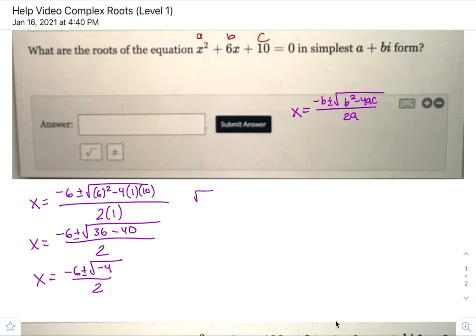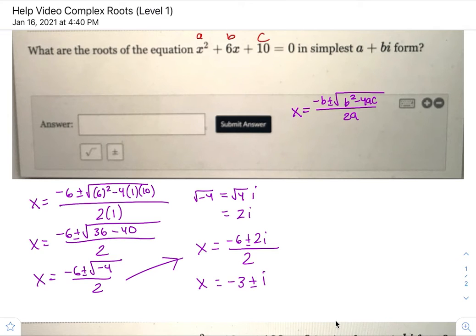Now, the square root of negative 4, that is the square root of 4 times i, since the square root of negative 1 is equal to i, so we can put the i on the outside. The square root of 4 is simply 2, and don't forget the i. So what we really have is x is equal to negative 6 plus or minus 2i all over 2. Square root of negative 4 is 2i. So we got negative 6 divided by 2, negative 3, plus or minus 2 divided by 2 is 1i. So that will be your answer.